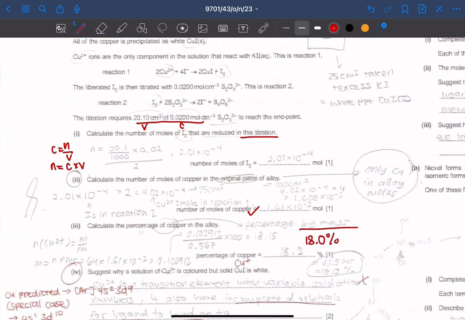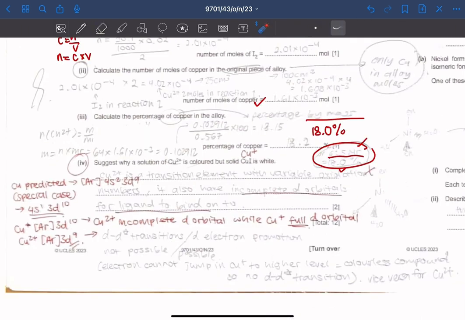Like here, I said, or if we are to use 63.5 for the Mr of Cu, we would get 18.0%. So we should actually use this Mr, not like how I did. I used 64. Okay, next, part IV.